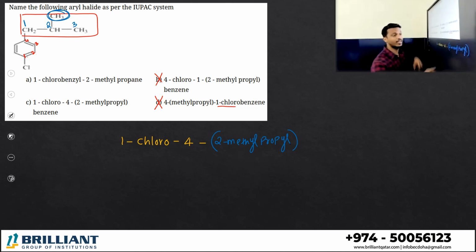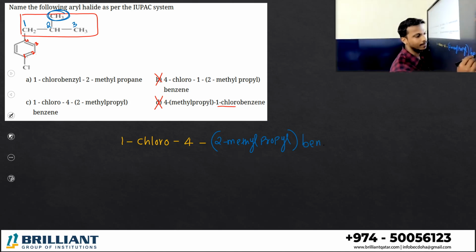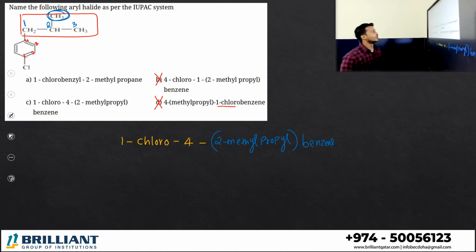Which is the parent chain here? Benzene. Right? On benzene. So any answer is matching with this one. 1 chloro, 4, 2-methyl propyl benzene. Of course, your answer is option C, it is the correct answer. Alright. So let's go to question number 4.